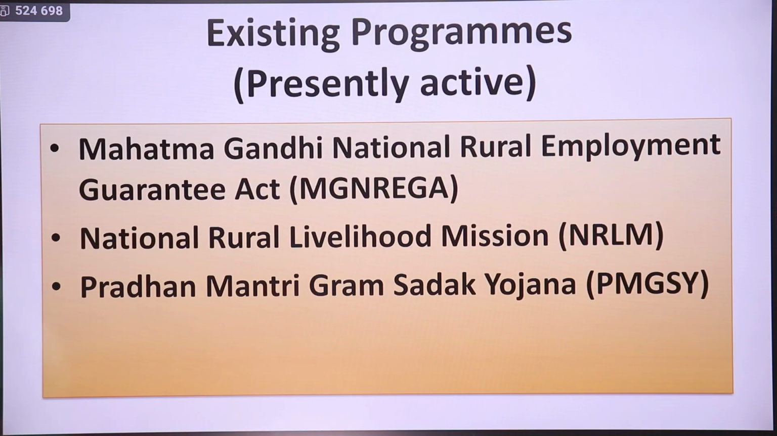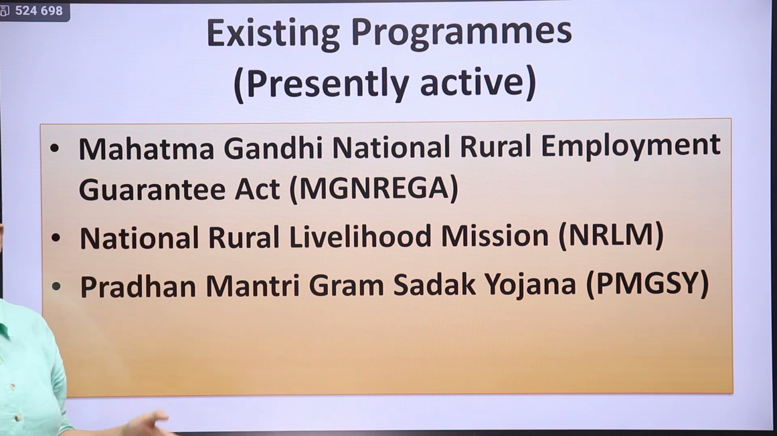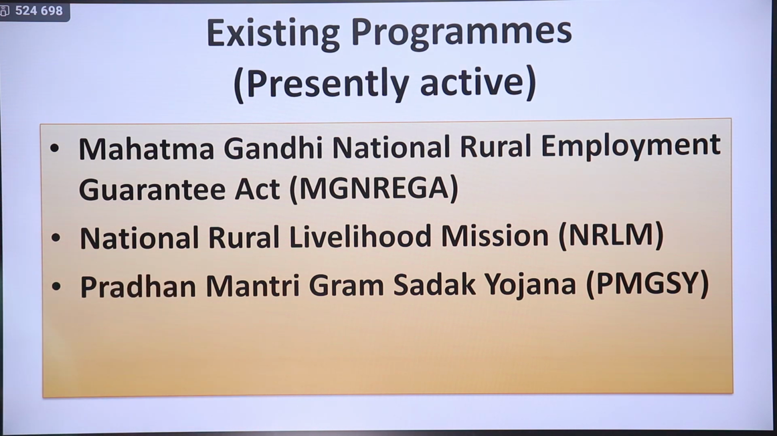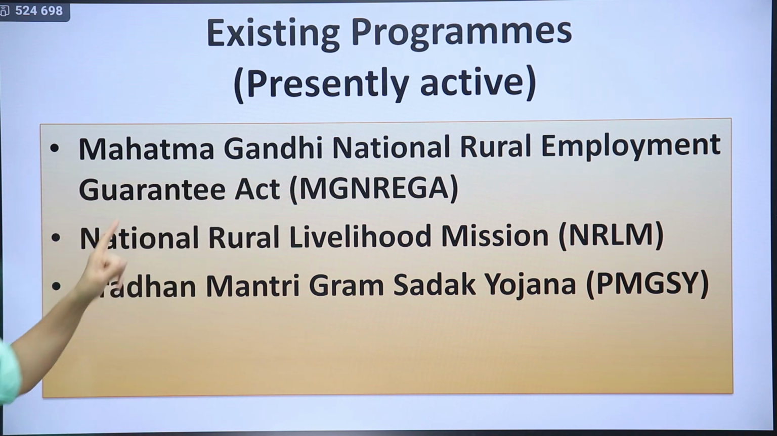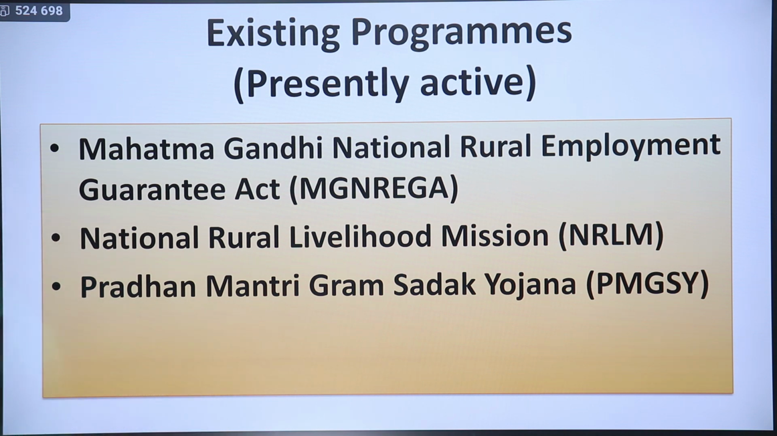Then we have existing programs presently active. That means they are in reality functioning right now also, and this can be availed for help as well by entrepreneurs or the aspirants of India who are unemployed and who want to own any business, etc. Then the Mahatma Gandhi National Rural Employment Guarantee Act, MGNREGA. This is an employment program which provides employment for 100 days. The National Rural Livelihood Mission, then Pradhan Mantri Gram Sadak Yojana.